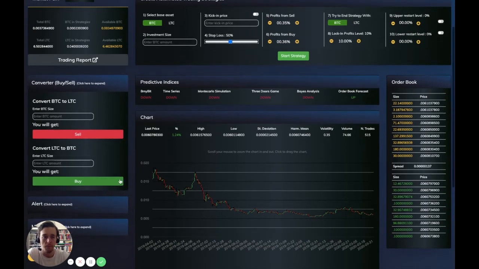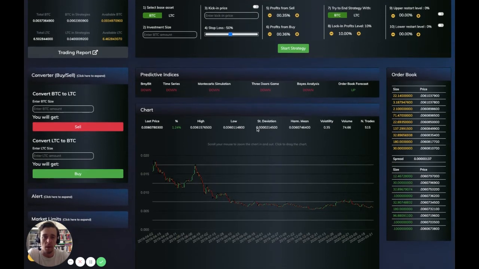And you've got your order book here on the right hand side. You've got your predictive indexes: from Be My Bit, time series, the Monte Carlo simulation, 3 Doors game, Bears analysis, and order book forecast. That's basically just their forecast of whether the market's going to be up or down. So it's up to you how you want to take their ideas.